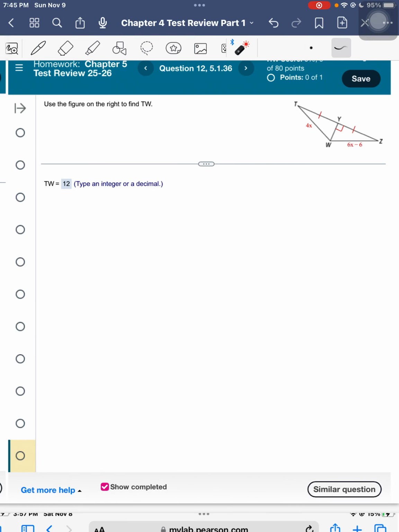Okay. Now I see that I have a segment that is being bisected. If this segment is being bisected perpendicularly, then any point on this perpendicular bisector, let's call it W, is going to be equidistant to the endpoints of the segment that it bisected. So this 4x is equal to this 6x minus 6.